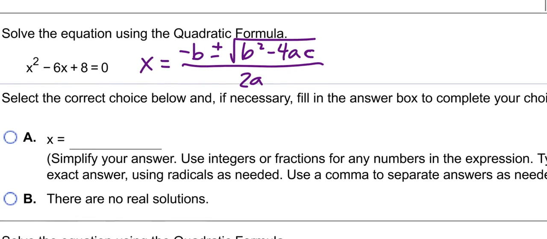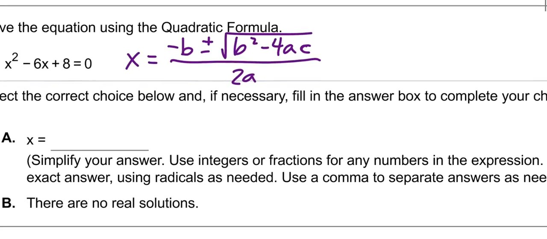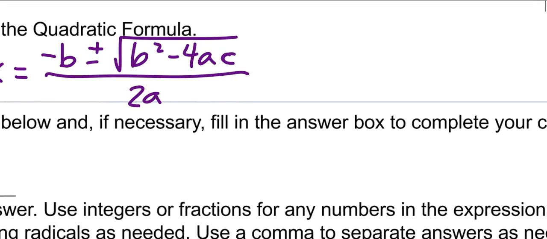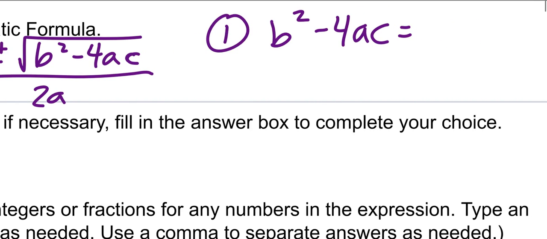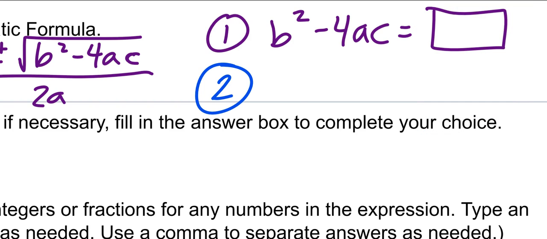All right, now let's talk about this in 2 steps. Step number 1 is find the discriminant. Okay, that's my first step. So when you're doing this, practically speaking, you're actually going to find the discriminant first. Step number 2 is to do the rest of the quadratic formula.